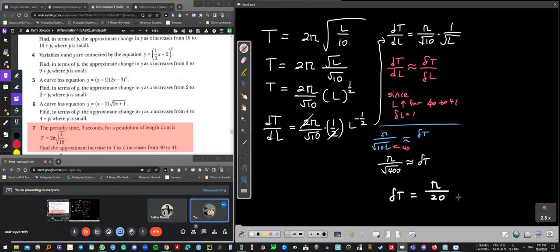Itulah dia. So itu kalau nak menambah dia lah. So kita nak cari approximate increase in T. So delta T dah cukup dah. Kita tak perlu tunjuk pun sebelum dia tambah pi over 20 apa nombor dia, selepas apa tak perlu. Dia tak minta. So itulah dia jalan kerja dia.